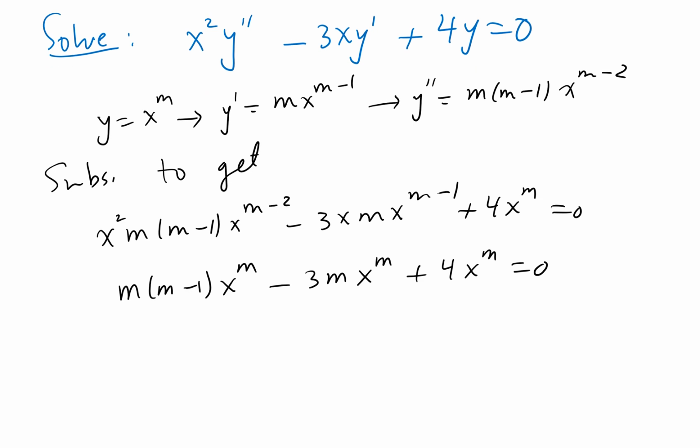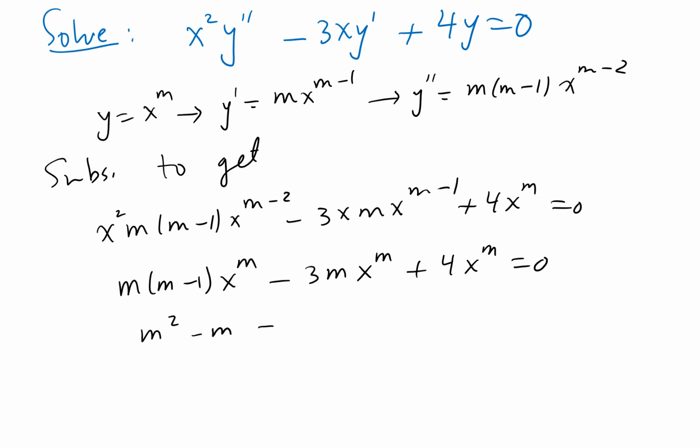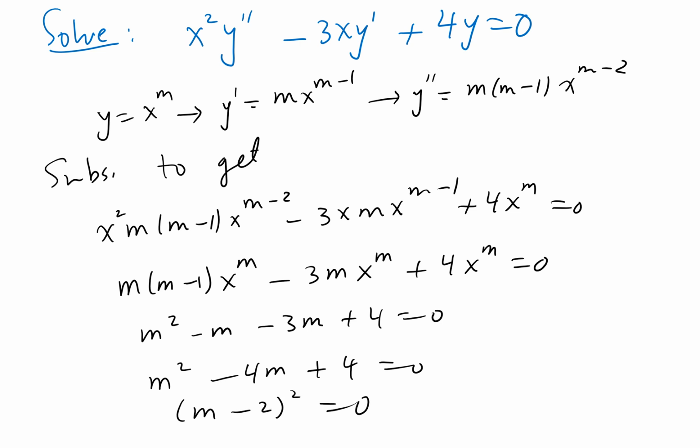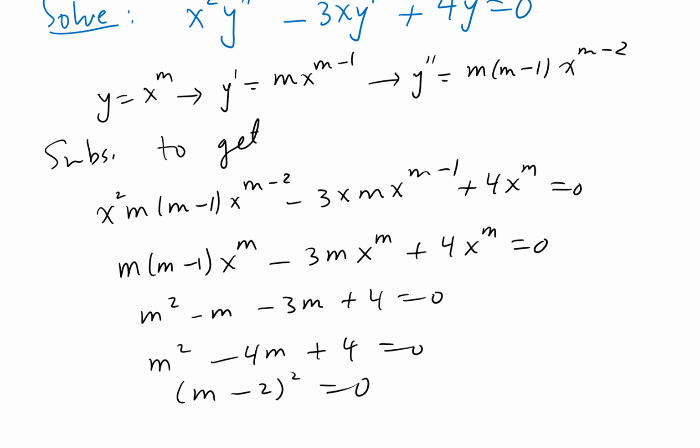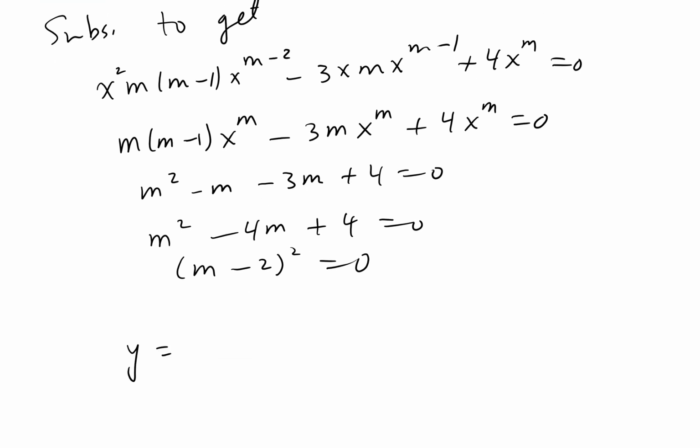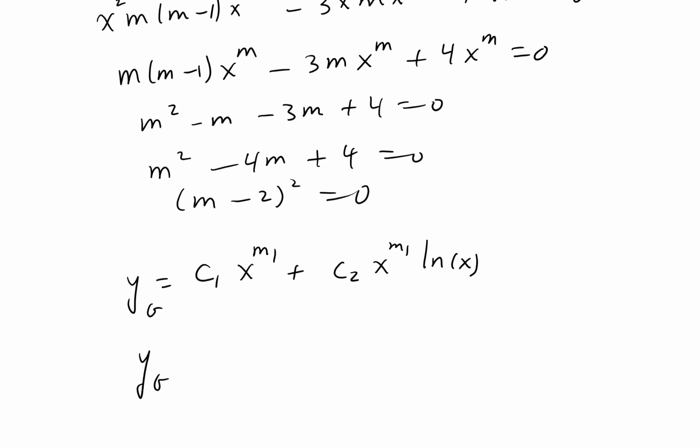You can divide everything by x to the m and get m squared minus m minus 3m plus 4 equals 0. That gives m squared minus 4m plus 4 equals 0. Factor: m minus 2, m minus 2 equals 0. Then the solution to this, because it's repeated, the general solution is c1 x to the m1 plus c2 x to the m1 natural log of x. Substitute the m: c1 x squared plus c2 x squared natural log of x.